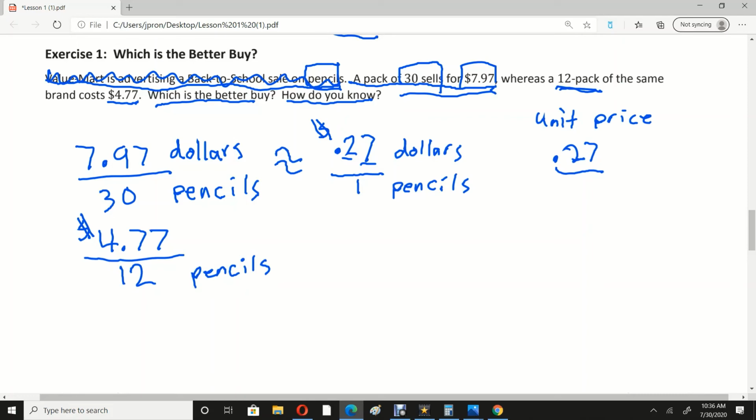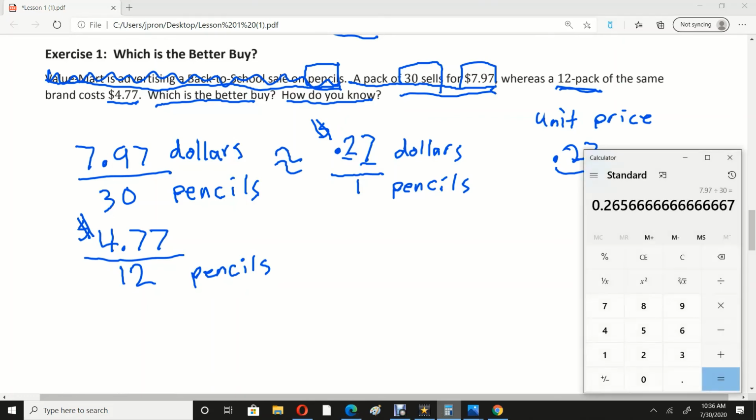All right, great. Now we're going to calculate just like we did before. We're going to divide the total cost, 4.77, by 12 pencils, and we get a number that looks like this. This is actually a fine, complete number. It's not a repeating decimal. It terminates. But again, we're dealing with money here, so we can only have two places behind the decimal. That's how many cents it is.